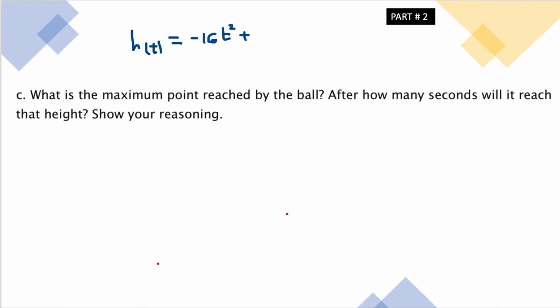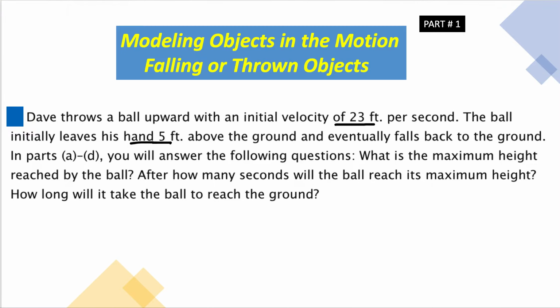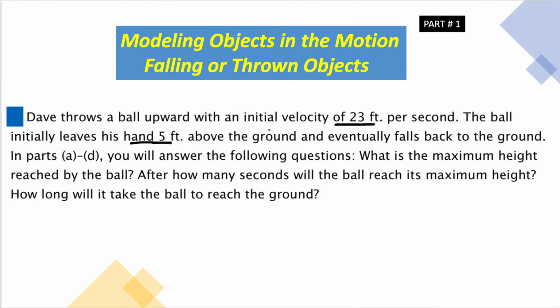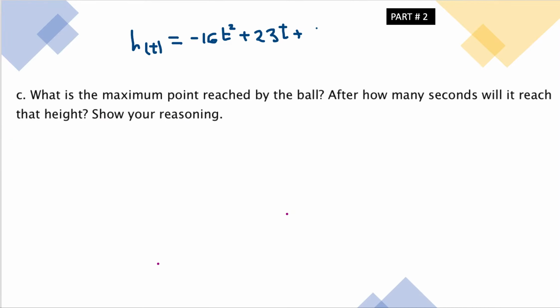plus v0. The initial velocity is 23 feet, so instead of v0 we plug in 23 times t, and the initial position was 5 feet, so now plus 5. We have already created an equation, and with this equation we can solve the problem.